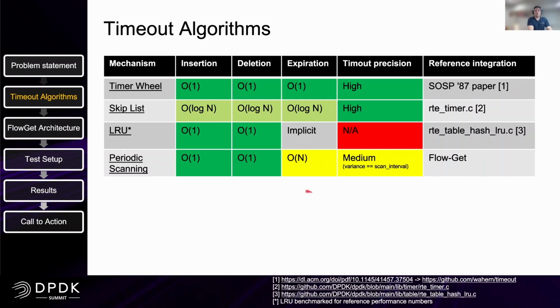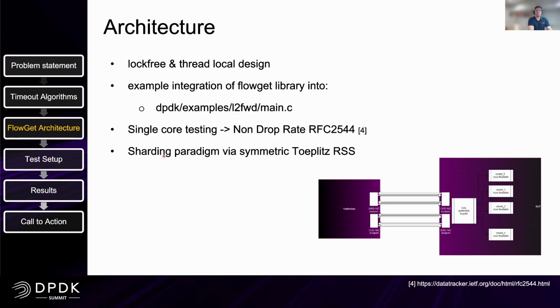So let's now measure these 4 different candidates. Before that, let's define the architecture of FlowGet. The architecture here is a thread local design. We are using the FlowGet library in the base integration of layer 2 forward. And there we conducted single core testing for non-drop rate RFC 2544. For multi-threading in future, you can use the sharding paradigm via, for example, symmetric toeplitz RSS.